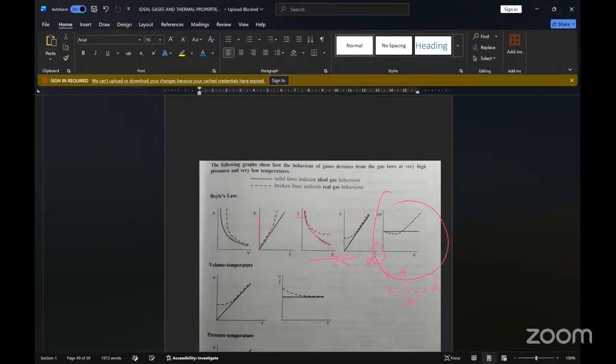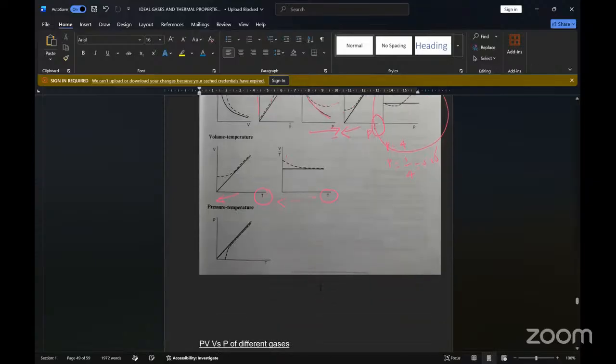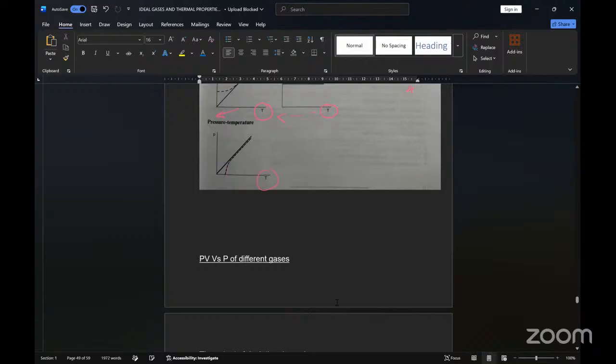Then we come to the volume-temperature one. Again, at low temperature, when the values are coming towards this one, that's when the deviation occurs. This is temperature. When the values are coming here, that's where the deviation occurs. It moves away from the real value. Then we come to Gay-Lussac's law again. We use the temperature. Here, as the temperature goes here, this one deviates like that. Okay. So we are done with that.